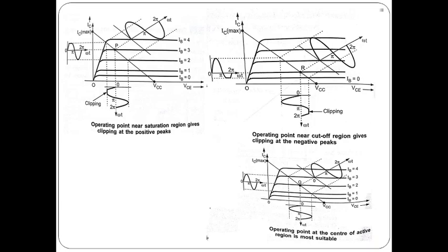we are applying the sine signal. Here the negative half cycle is clipping. When I consider the midpoint of the active region, that means Q, and we apply the sinusoidal signal here, then we get a sinusoidal signal without changing the shape of the input signal. So that's why we always choose the operating point in the middle of the active region. When it is moving towards saturation, the positive half will clip. When it is moving towards cutoff, the negative half cycle will clip.